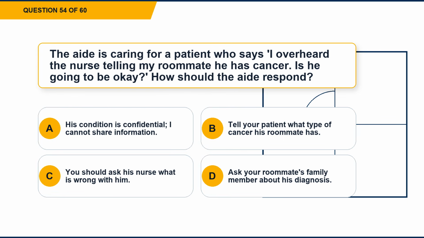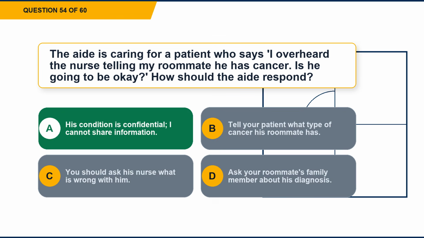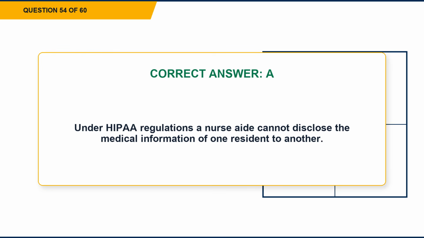microorganisms. Question 54. The aide is caring for a patient who says, I overheard the nurse telling my roommate he has cancer. Is he going to be okay? How should the aide respond? Option A. His condition is confidential, I cannot share information. Option B. Tell your patient what type of cancer his roommate has. Option C. You should ask his nurse what is wrong with him. Option D. Ask your roommate's family member about his diagnosis. The correct answer is option A. His condition is confidential, I cannot share information. Explanation. Under HIPAA regulations, a nurse aide cannot disclose the medical information of one resident to another.